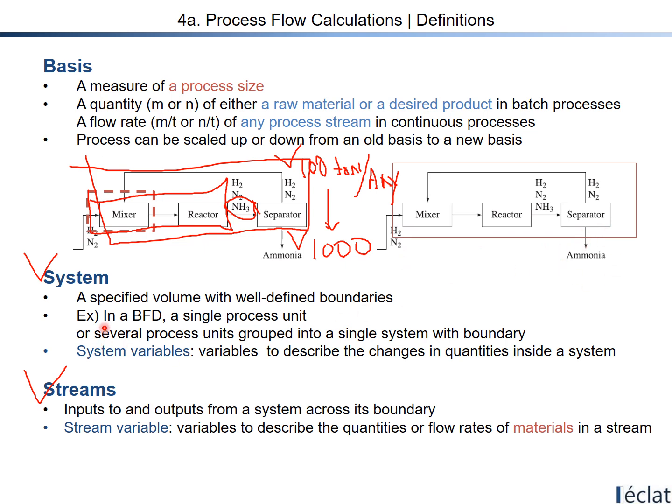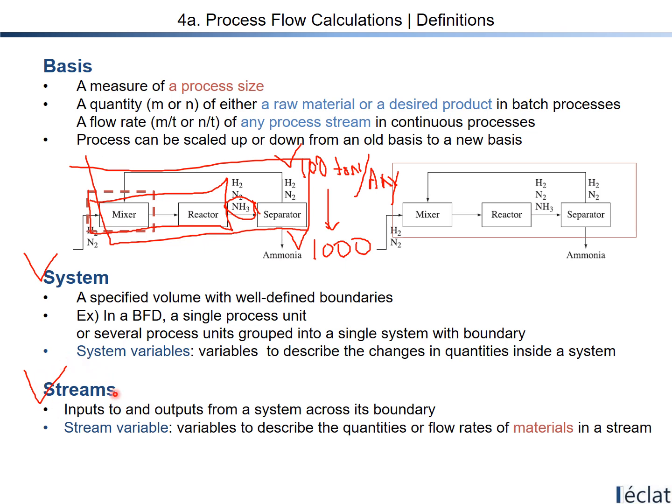Let me read some text. In a block flow diagram, a single process unit or several process units can be grouped into a single system with boundary. This system has system variables, which describe the changes in quantities inside the system. So, some amount of ammonia, hydrogen, nitrogen inside of a system would be system variables.